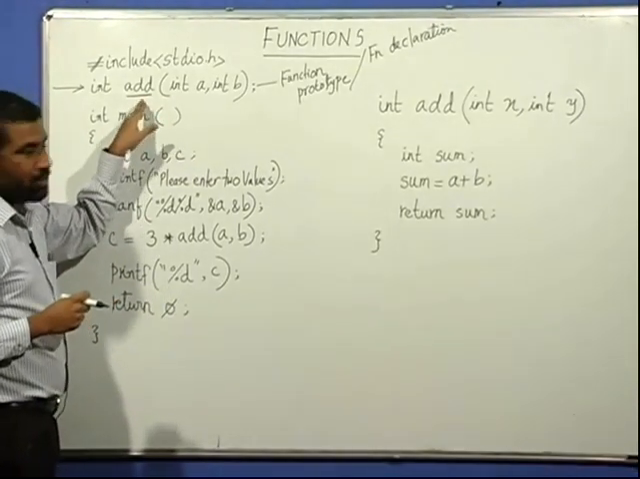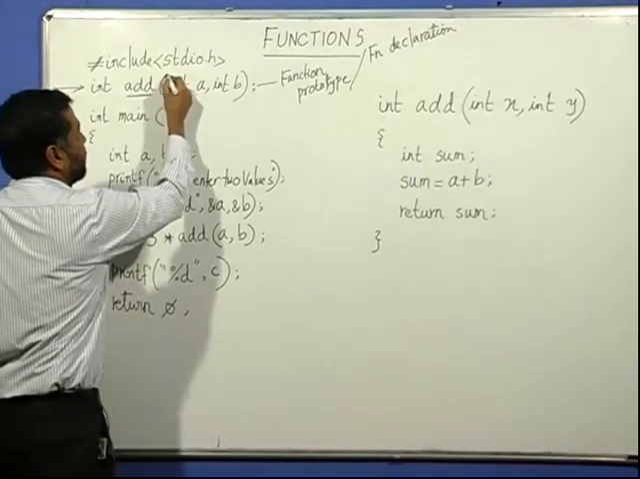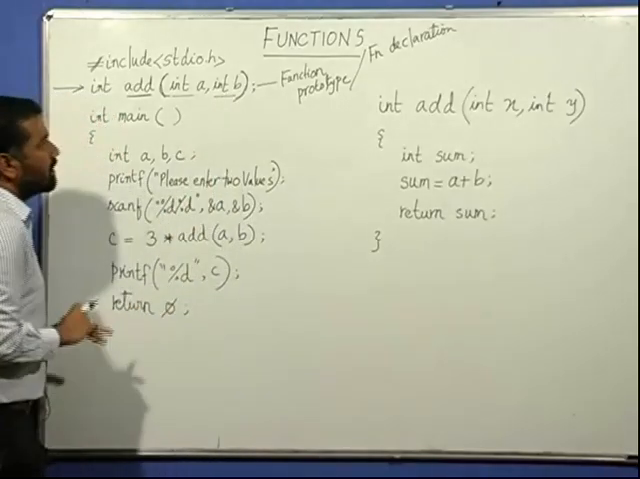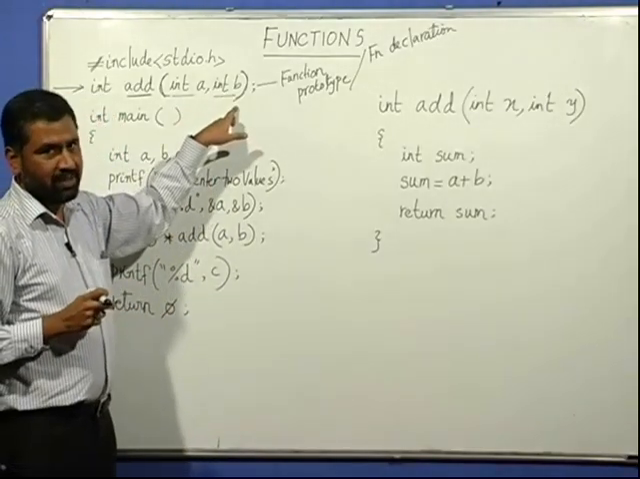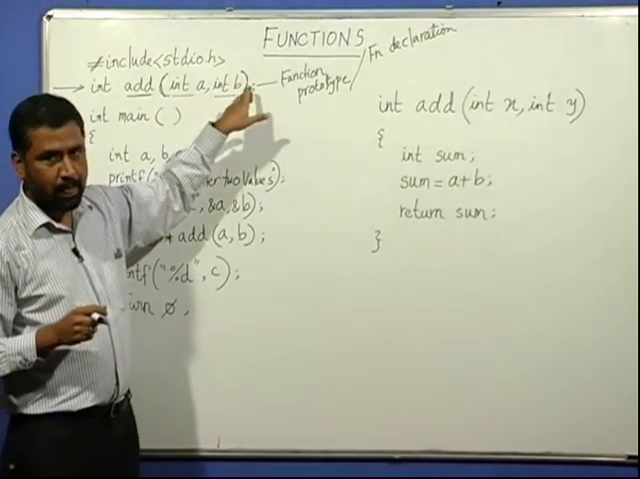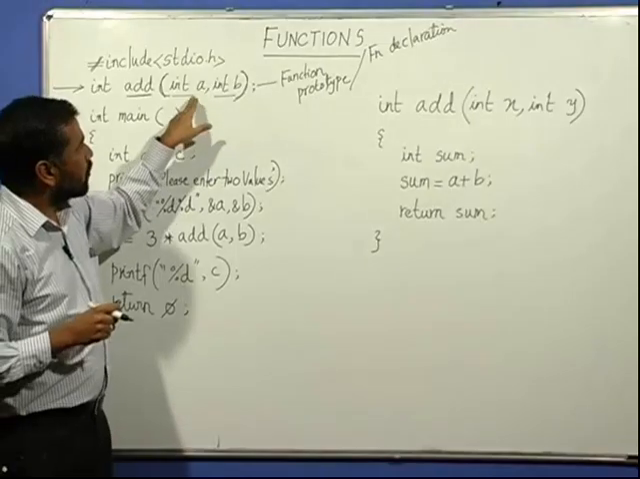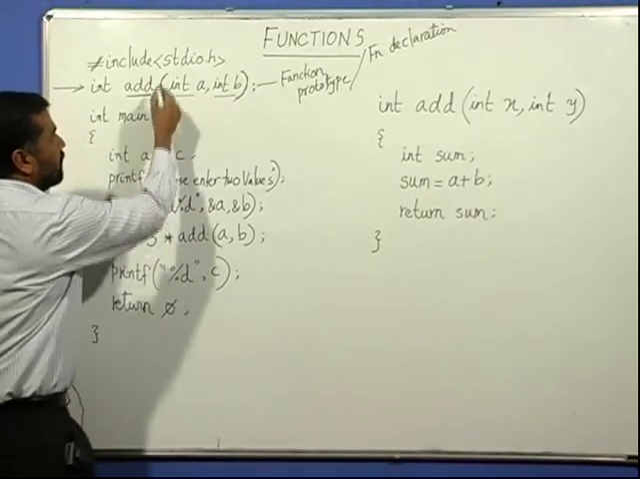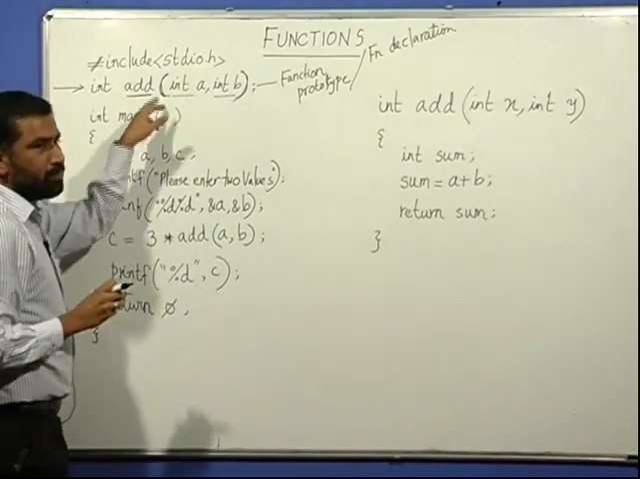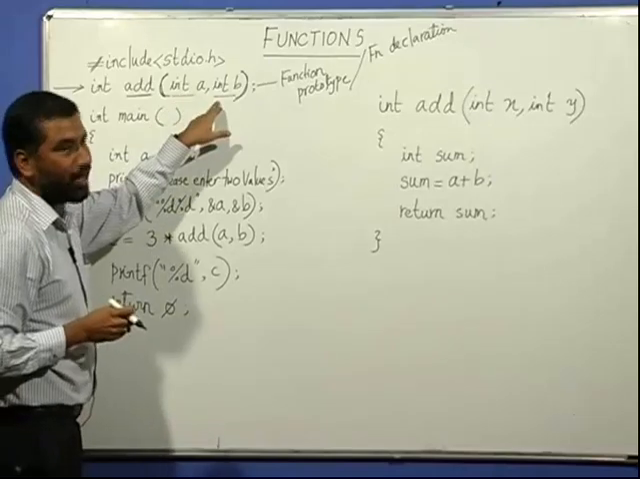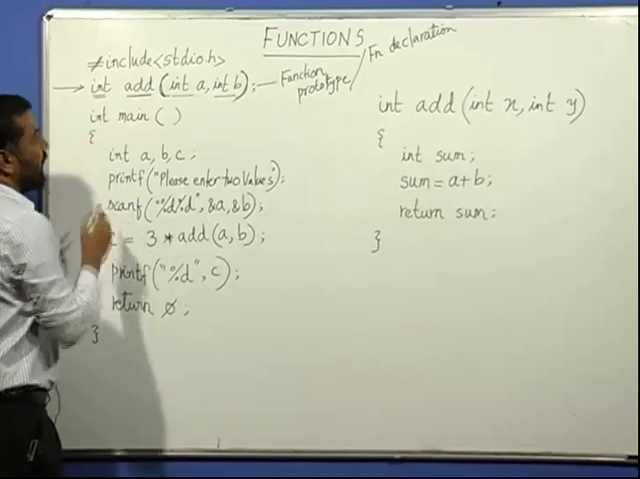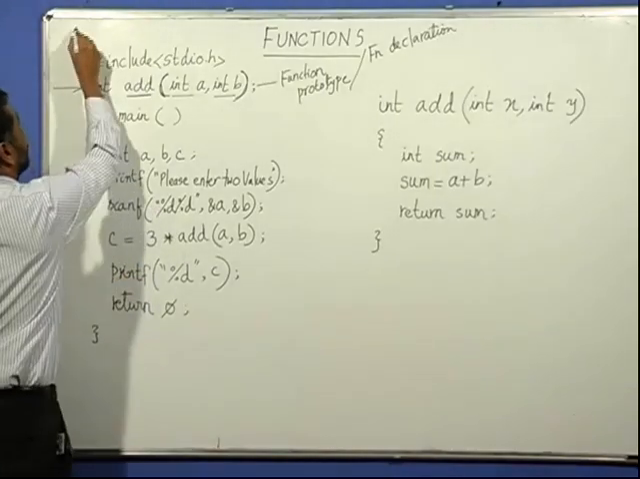So this is the name, and in parentheses we can see that there are two different integer variables which have been declared: int a, int b. So we are actually declaring two variables a and b. Whatever is given inside these brackets will be treated as inputs to this function. We call them arguments. And finally we see here another int, that is known as the return type.